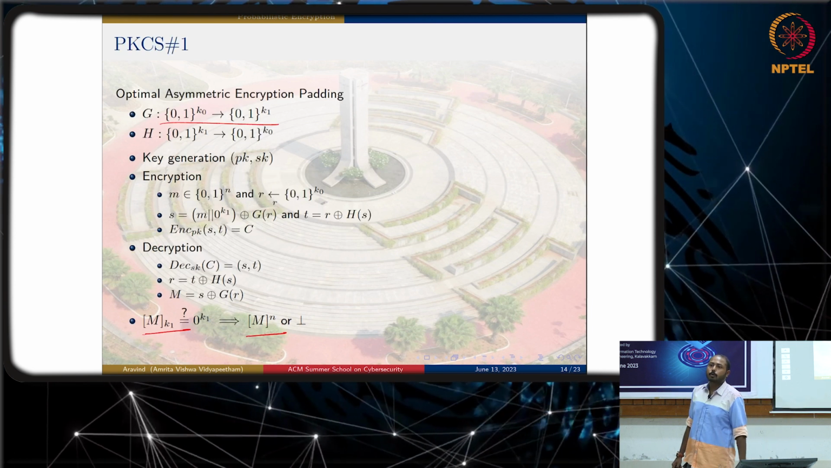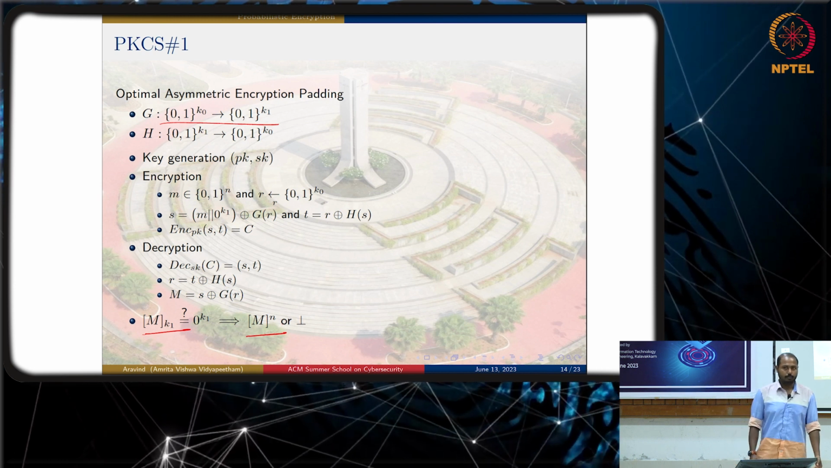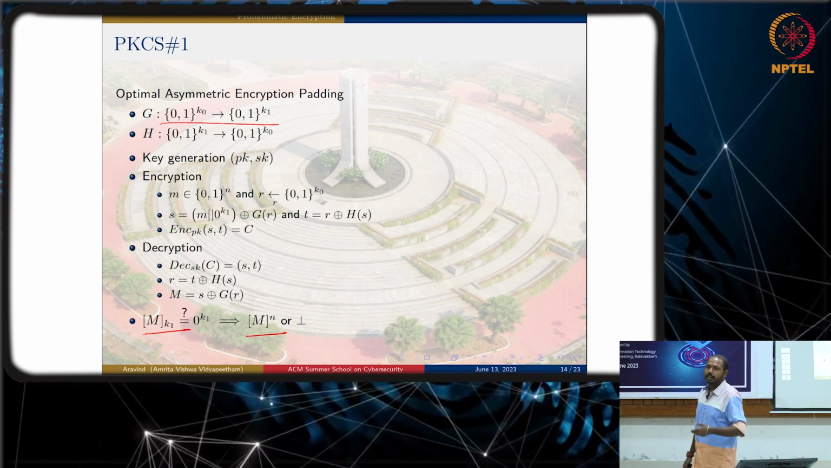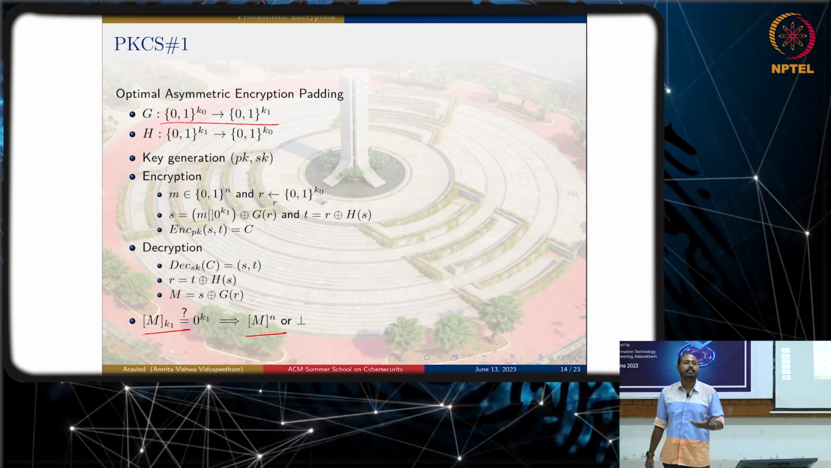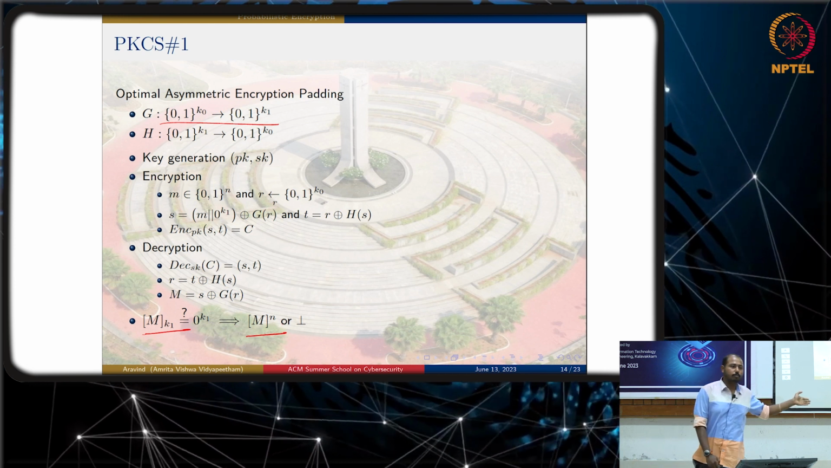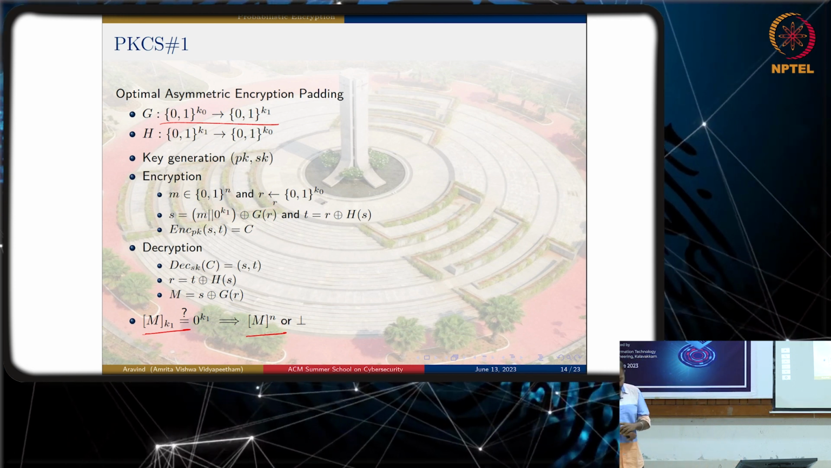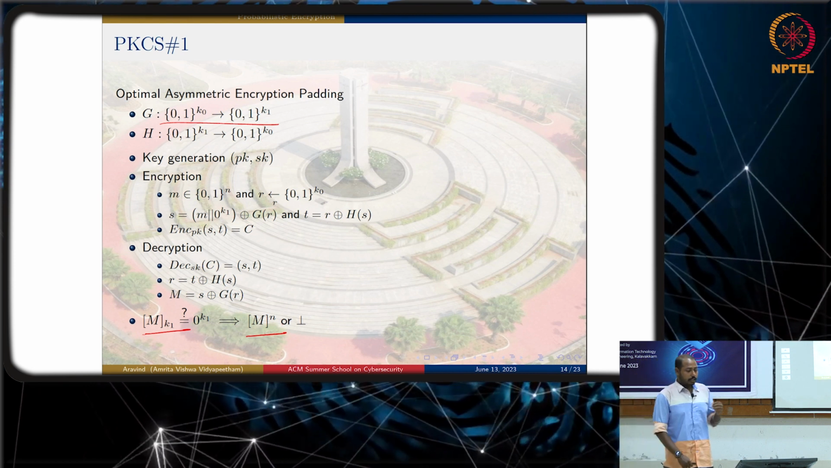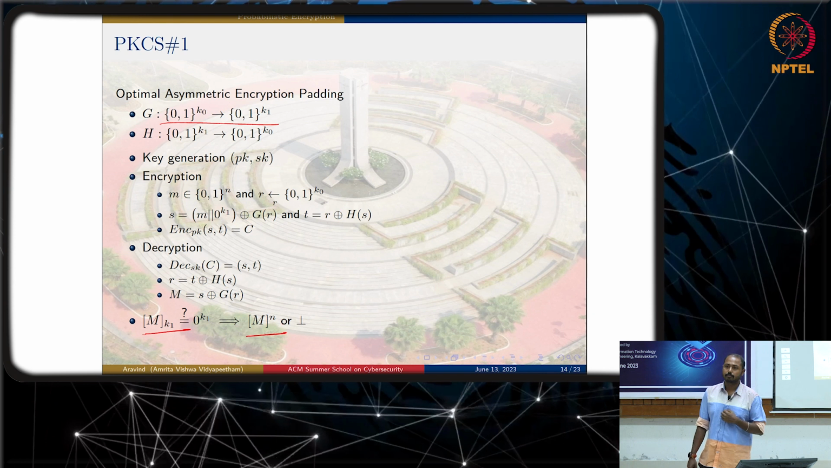Now, this is one probabilistic encryption. Why? Because if I take a message M, the same message M, and do the encryption with different R's, am I getting the same C? R is randomly chosen from 0 1 power k naught. R is a randomly chosen string of length k naught. So are we getting the same ciphertext C while encrypting?